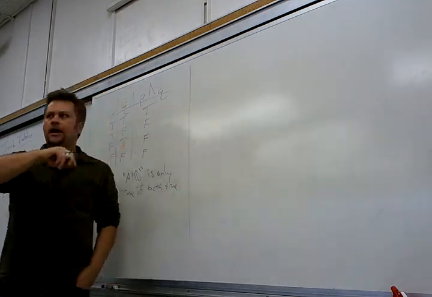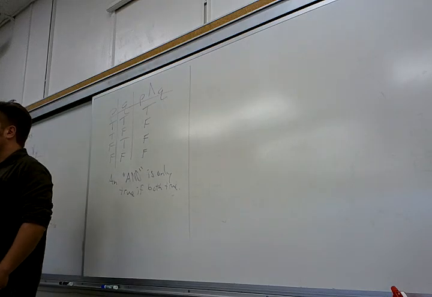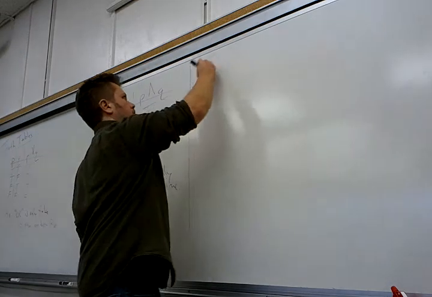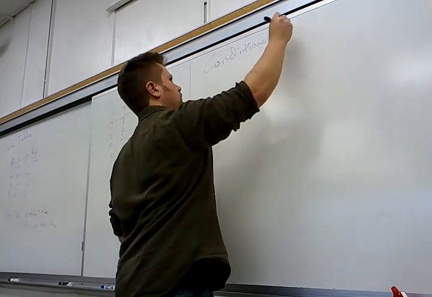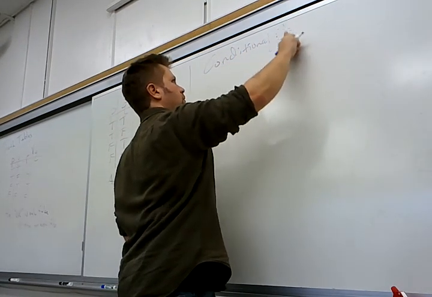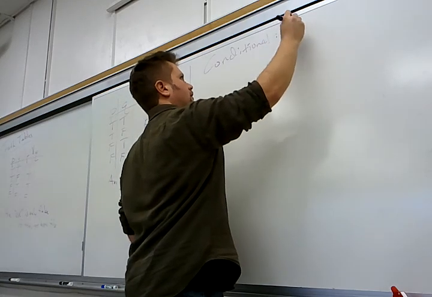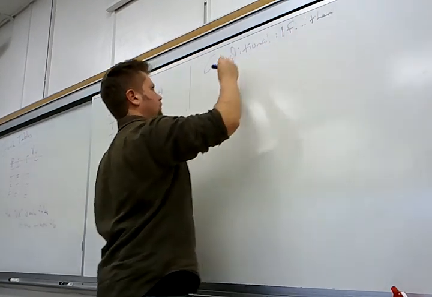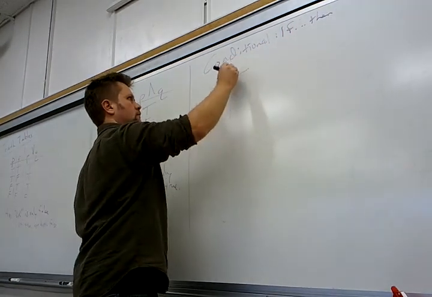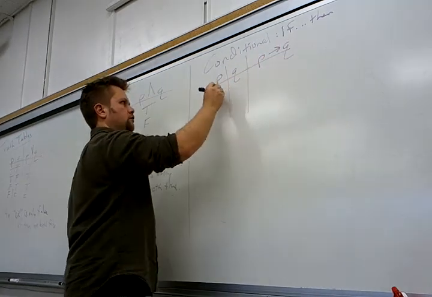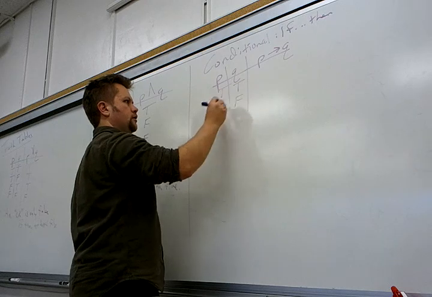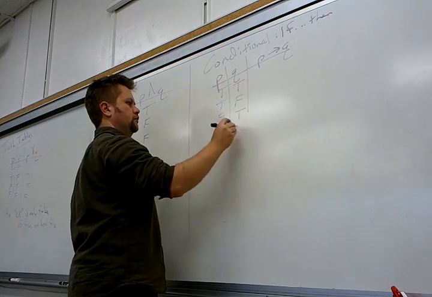What do we got next? We got conditional, right? The if-then. If you can make the letters I and F, there you go. If then. So if p then q. So true, true, true, false, false, true, false, false.